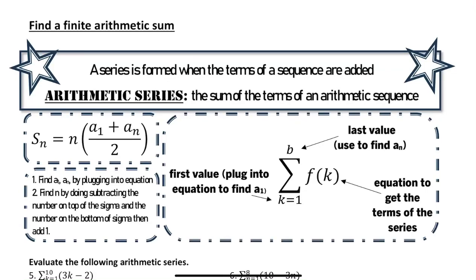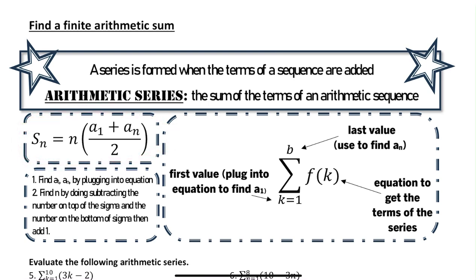In our last standard, we talked about sequences. We can form a series when we add the different terms of a sequence together. Therefore, we can form an arithmetic series when we add together the terms of an arithmetic sequence. We can do that using this formula.